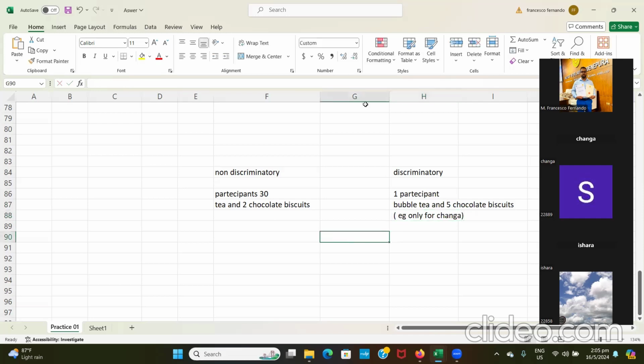I hope it was clear. If I give a further example also, now in this room, let's assume there are 31 participants. From that 31 participants, for 30 participants, let's say I'm giving every one of you tea and 2 chocolate biscuits. But only for one participant, I am going to give a bubble tea and 5 chocolate biscuits. Now, is that discriminatory or non-discriminatory, Changa?